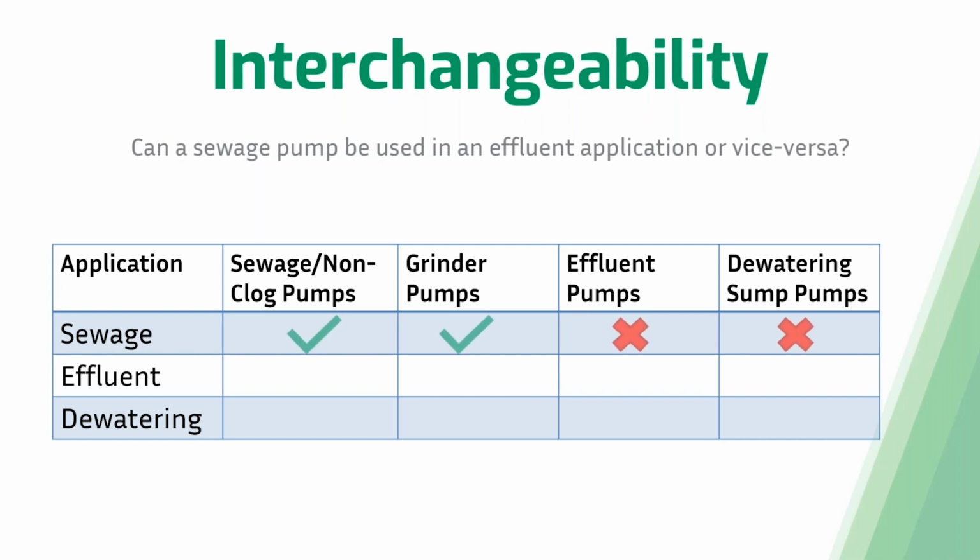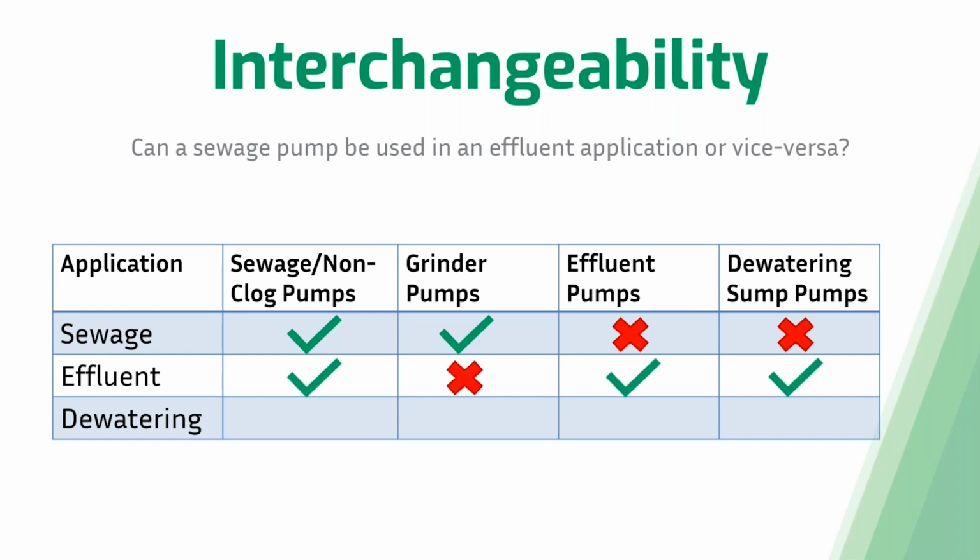Let's take a look. For sewage applications, you can use a sewage non-clog pump, or you can use a grinder pump. That's what they are specifically designed for. However, you should not use an effluent pump or a dewatering sump pump in these applications. The main reason for that is effluent pumps and sump pumps are not designed to pass 2-inch solids, so they will very quickly clog, and you will no longer have a pump in operation. So only use grinder pumps and non-clog pumps in sewage applications.